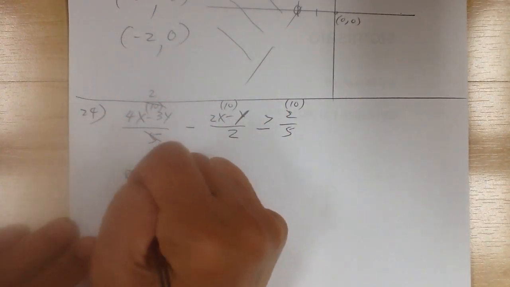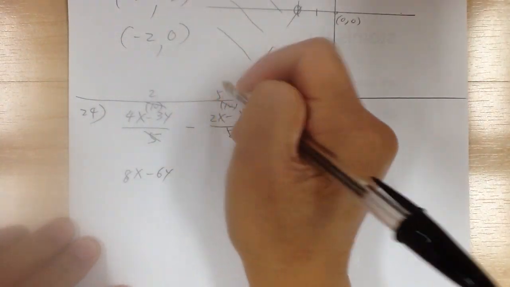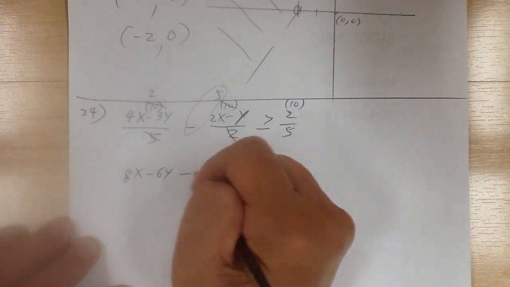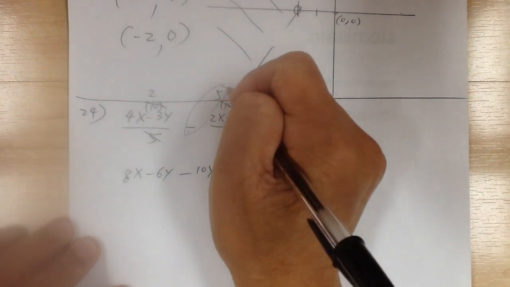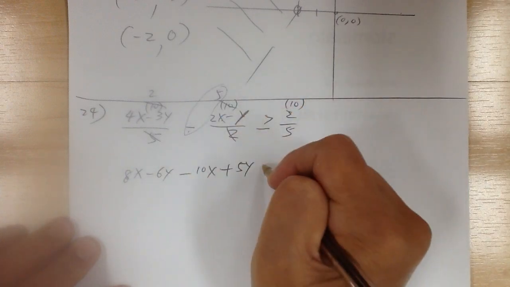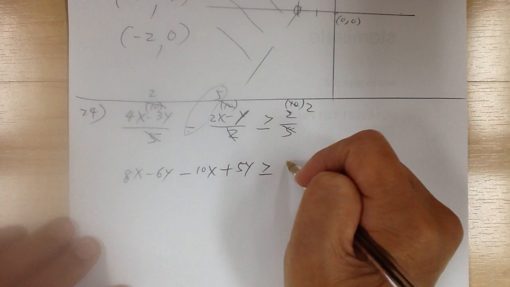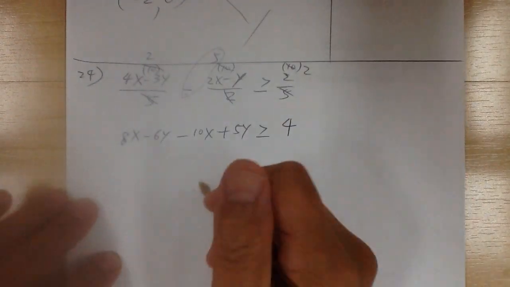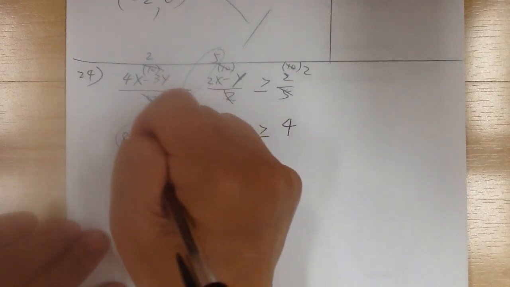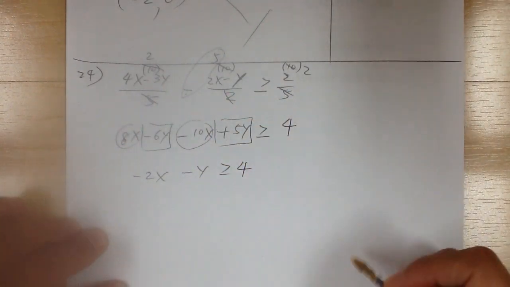So you get 8x minus 6y. This one you cancel, you get 5. Now you have to be careful, that's a -5. So -5 times 2x gives you minus 10x, and -5 times -y gives you plus 5y. So be careful with the positive and negative. And this one, you cancel, you get 4. Now we can combine the like terms. So I get -2x minus y is greater than or equal to 4.